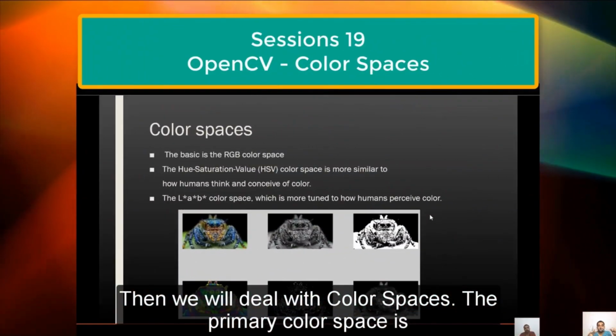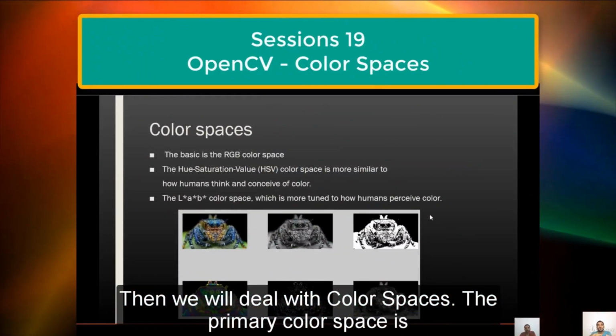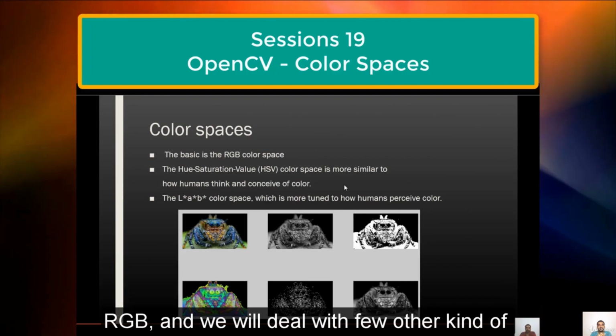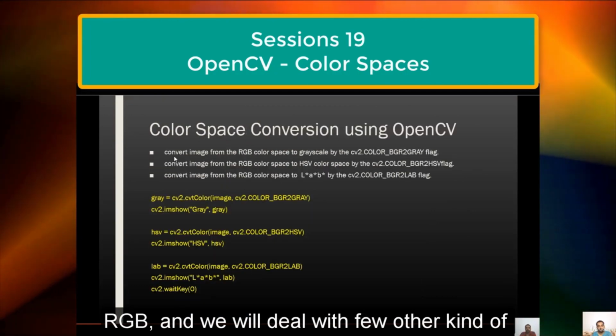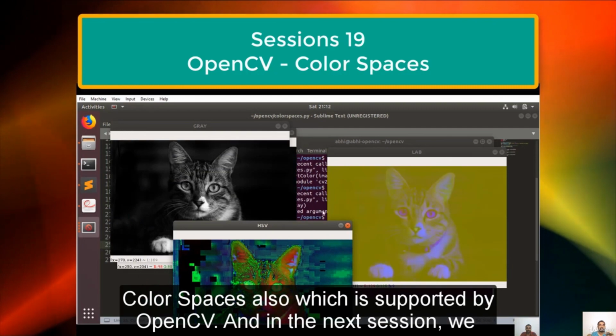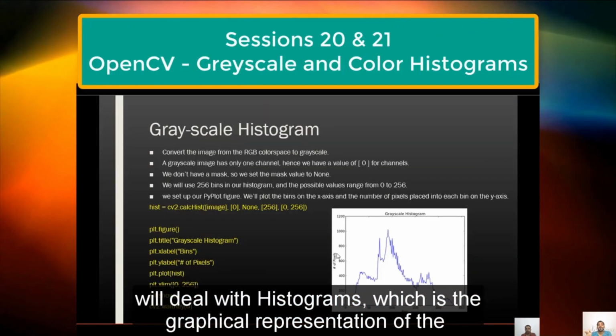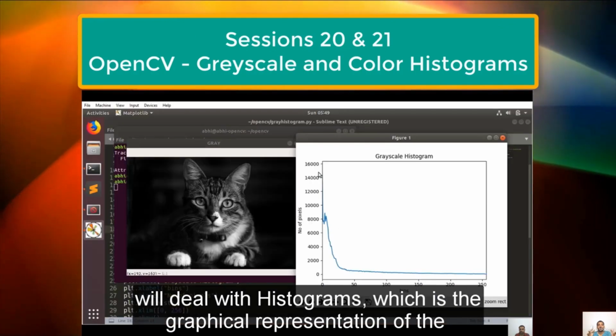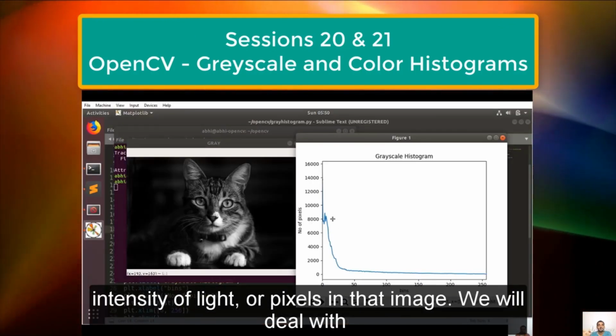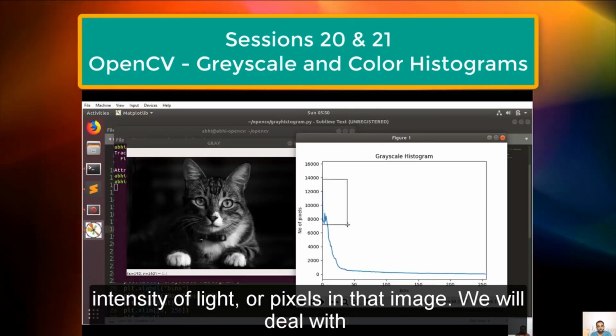Then we will deal with color spaces. The primary color space is RGB, and we will deal with a few other kinds of color spaces also, which are supported by OpenCV. And in the next session we will deal with histograms, which is a graphical representation of the intensity of light or pixels in that image.